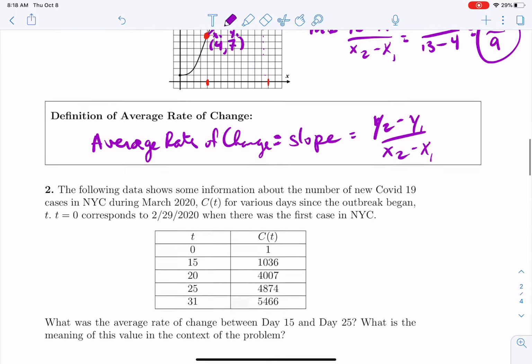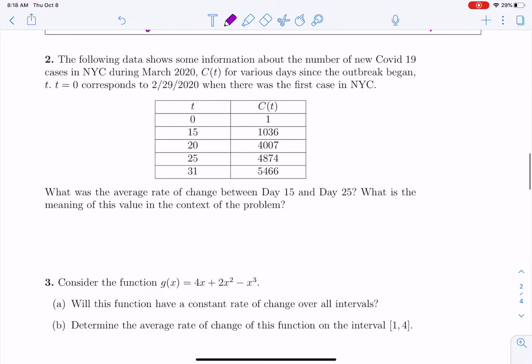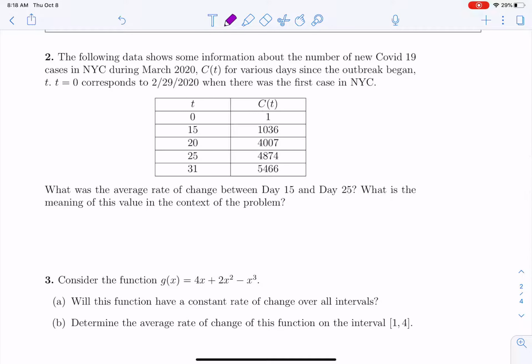All right, so let's take a look at this in a different problem. Here we have the following data, which shows some information about the number of new COVID-19 cases in New York City during March 2020, C of t, for various days since the outbreak began. T equals 0 corresponds to 2/29/2020, when there was the first case in New York City. What was the average rate of change between day 15 and 25?